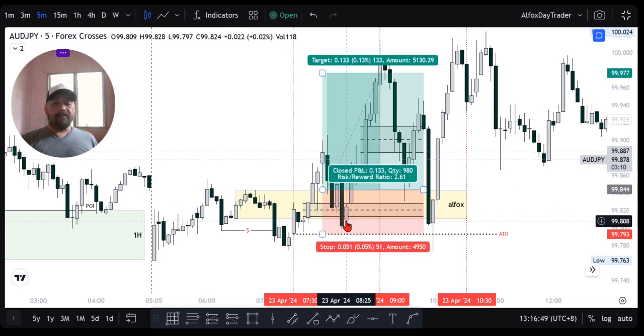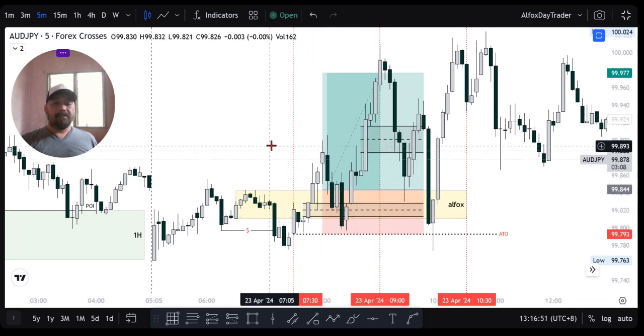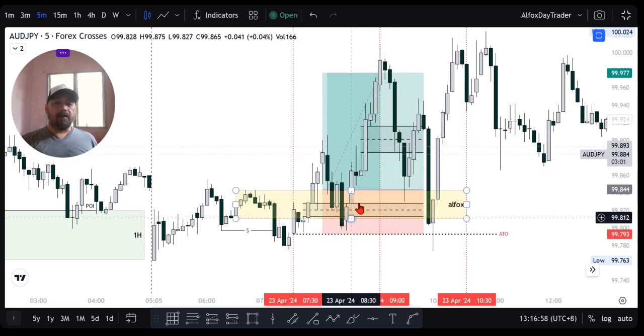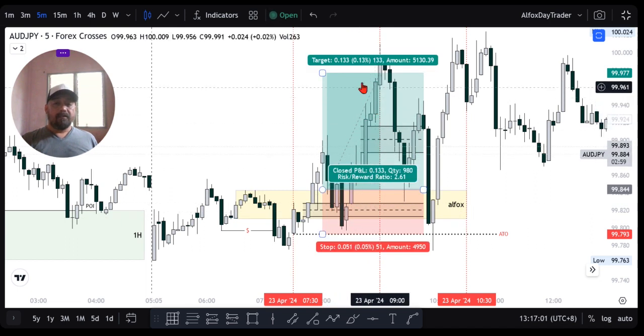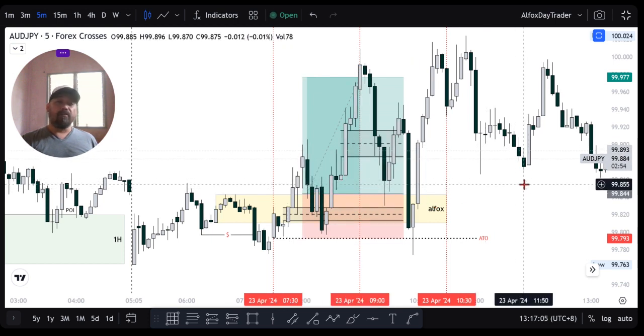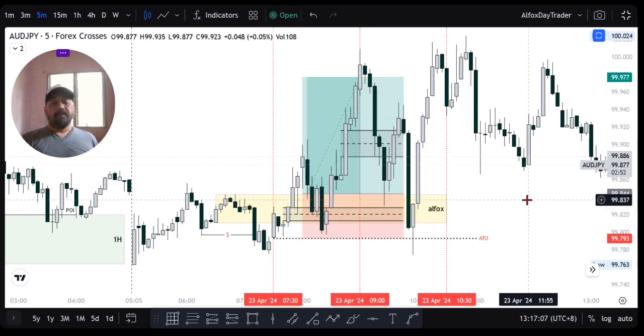And then after that, price started to move up and going towards our TP. So as you can see, after how many candles, we reached our take profit. Boom. So that's another win for us today.